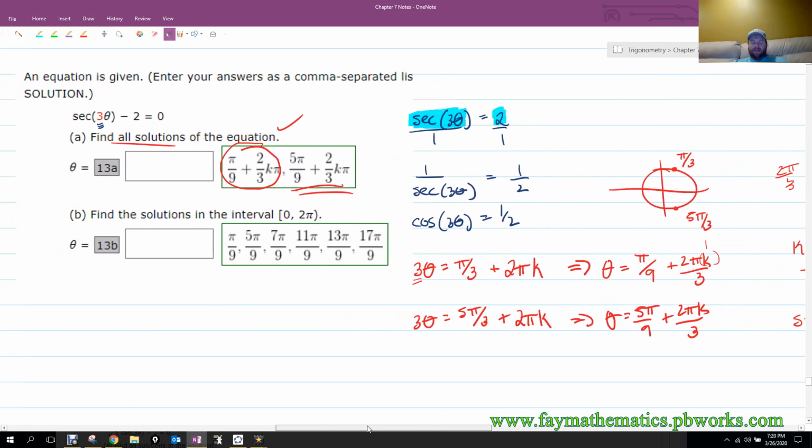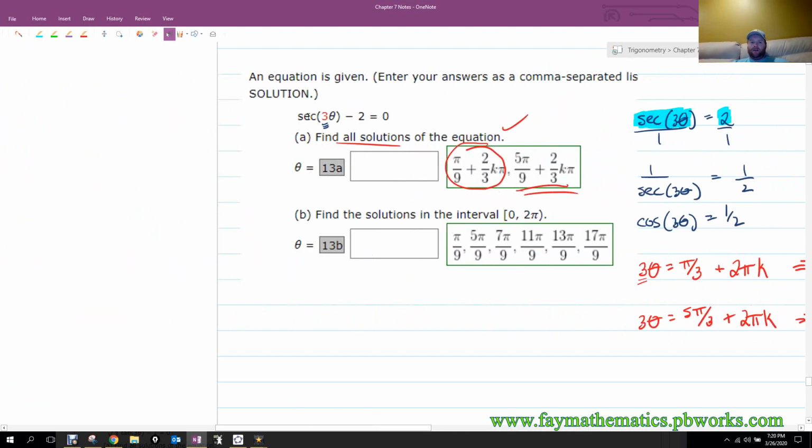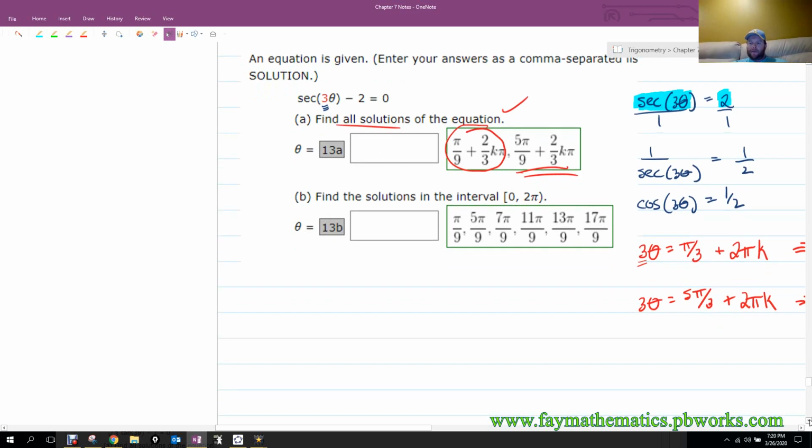You can check these. Obviously, you can always check these. Take pi over 9 on your calculator. Go secant of 3 times pi over 9, minus 2. Hit enter. Does it give you 0? Absolutely will. So that's an alternative way of checking.